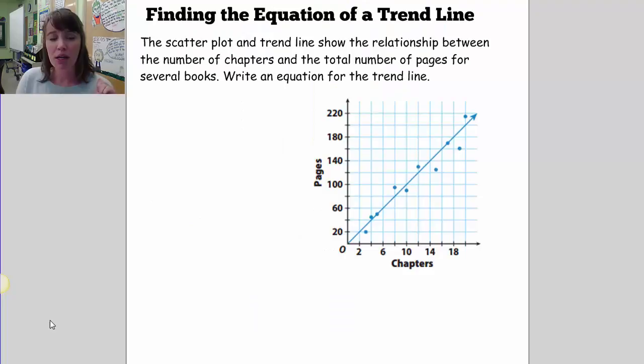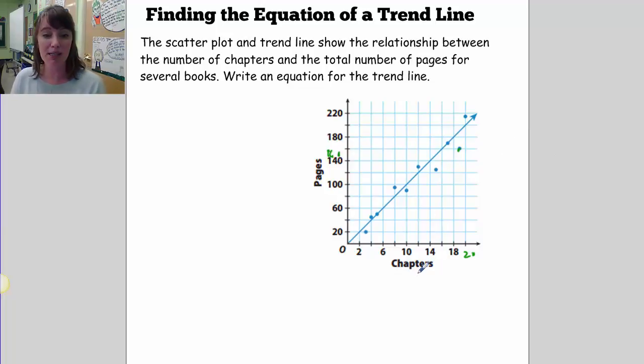Okay. Now, if we were asked to find the equation of a trend line, like here, the scatter plot's already been created, and we want to find the equation of it. So this shows the relationship between the number of chapters and the total number of pages for several books. For instance, this point right here would be about 17 chapters, and this page value seems to be about 160 pages.